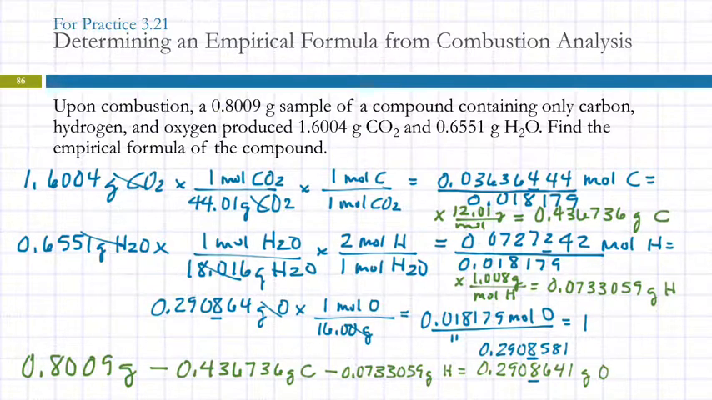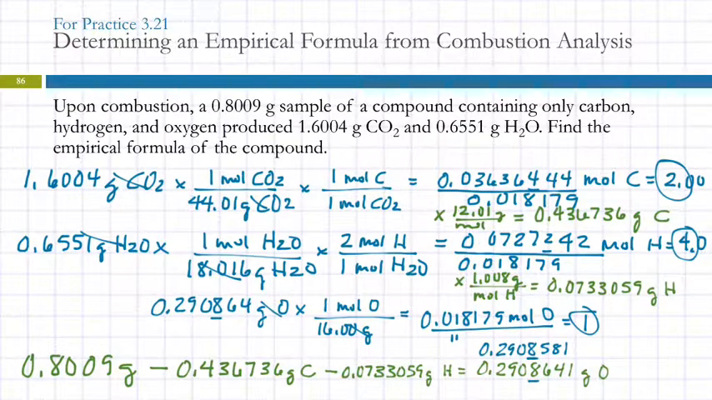0.3644 divided by 0.018179 equals. Okay, this one comes out to 2.000 actually. And the second one comes out to 4.000. So those are definitely close enough that we can round. We don't have to do any multiplying. So we've got a 1 here, and a 4, and a 2.